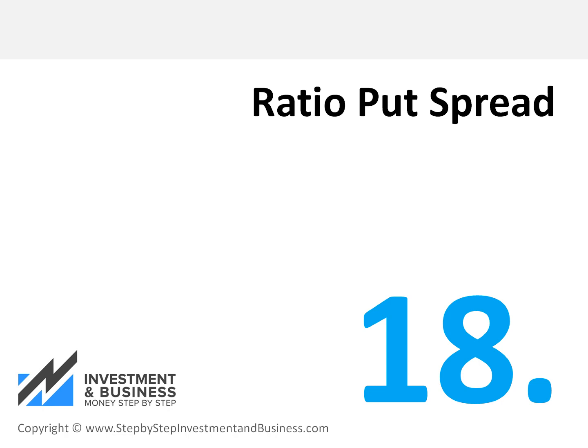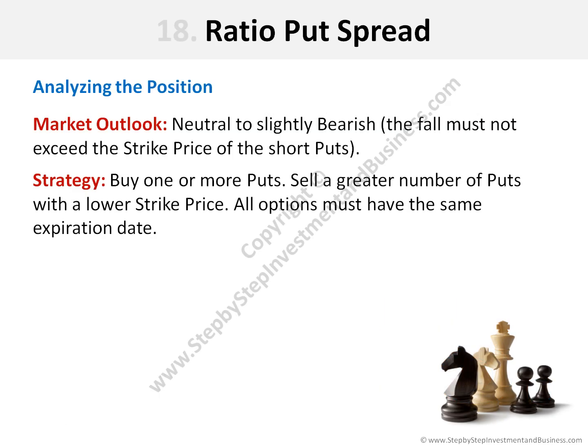We begin with Chapter 18. In this chapter, we will analyze in detail the ratio put-spread strategy. The ratio put-spread position is used when the market outlook is neutral to slightly bearish. The fall must not exceed the strike price of the short puts.